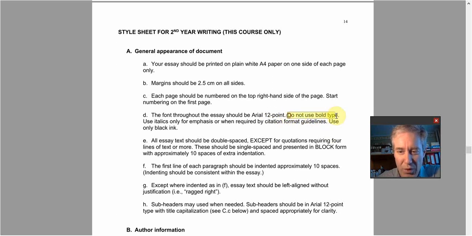Do not use bold type. Bold is when you make the letters darker, more black. So this style sheet says don't do that. Don't ever use bold type.